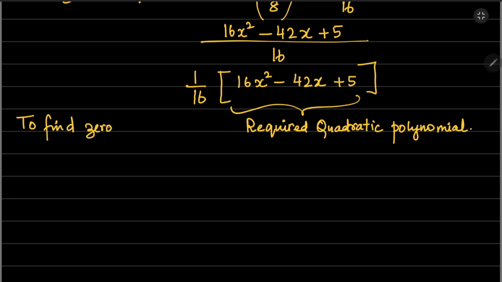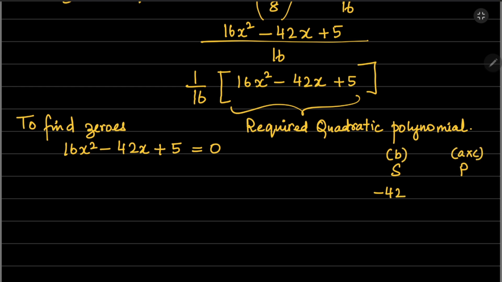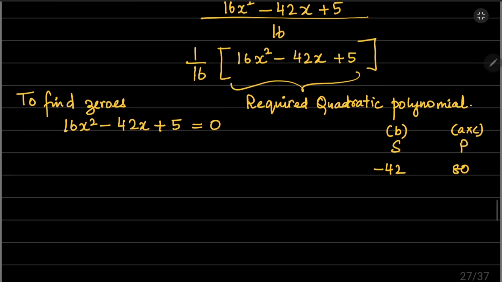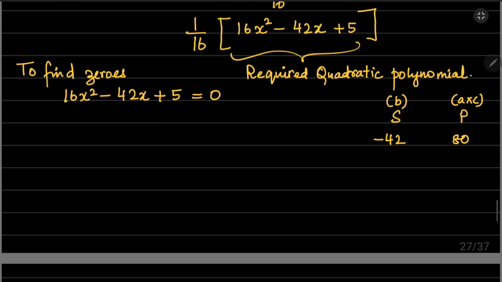So to find the zeros, you have to equate the polynomial to 0. So let's equate 16x square minus 42x plus 5 equal to 0. So what is the sum and what is the product? Sum is nothing but minus 42. Sum is always your B. Product is A into C. What is A into C? 16 multiplied by 5, which is 80. So you have to factorize 80.